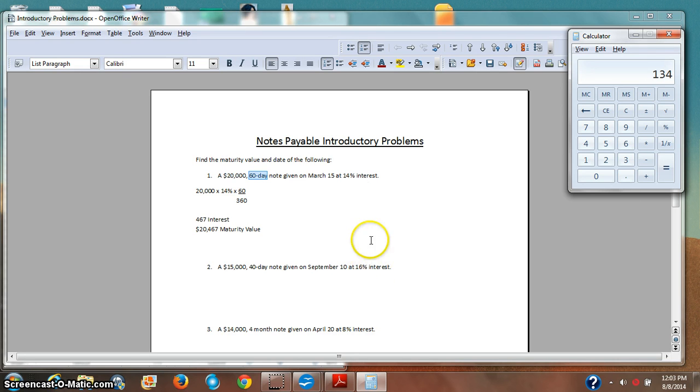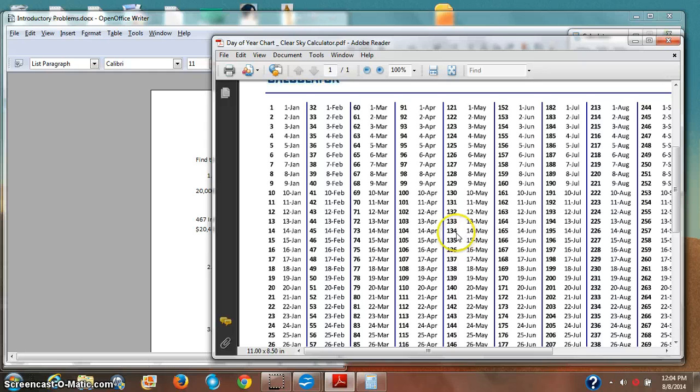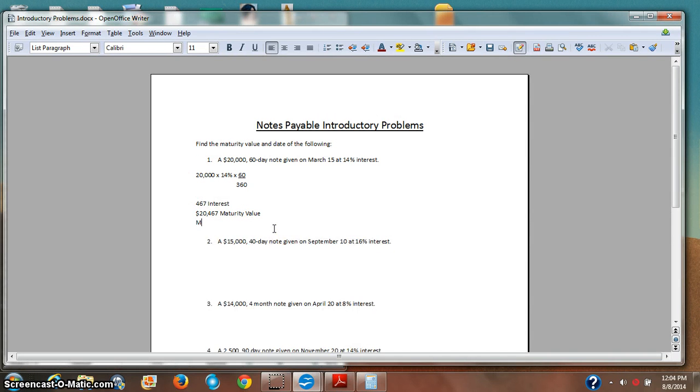So the day that I'm looking for is the 134th day of the year. I can come back to my chart and I can find that 134. That's May 14, and it looks like about what we estimated it would be, about mid-May. So the maturity date is going to be May 14th. All right, so now I know the maturity date of that particular note.